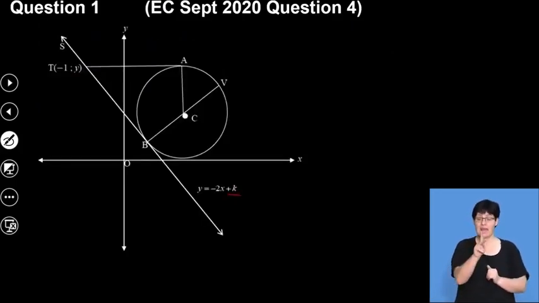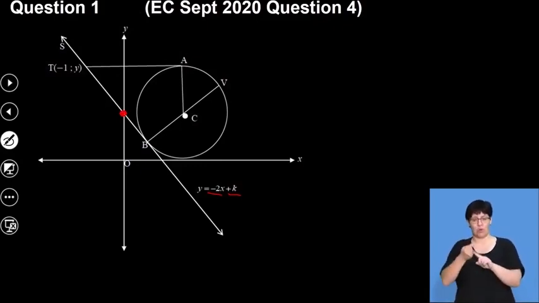k is the y-intercept of that line, y equals minus 2x plus k. So we have the gradient of that line being minus 2, and the value of k is going to be the value of the y-intercept, as I said. In order to find that, we need to know the coordinates of another point on that line. And luckily, we do have the coordinates of another point on the line.